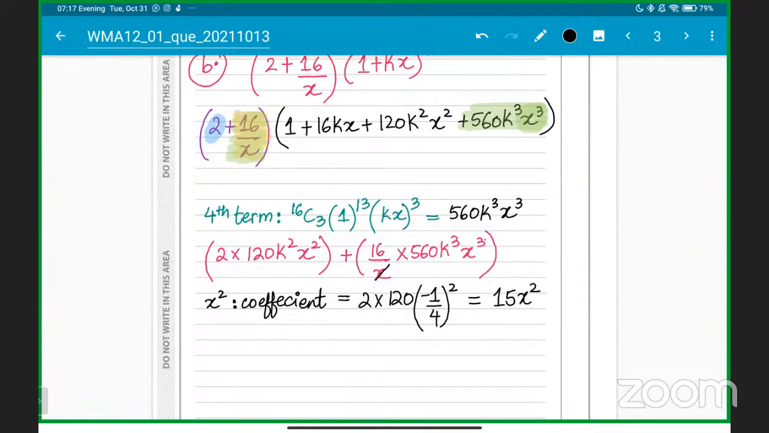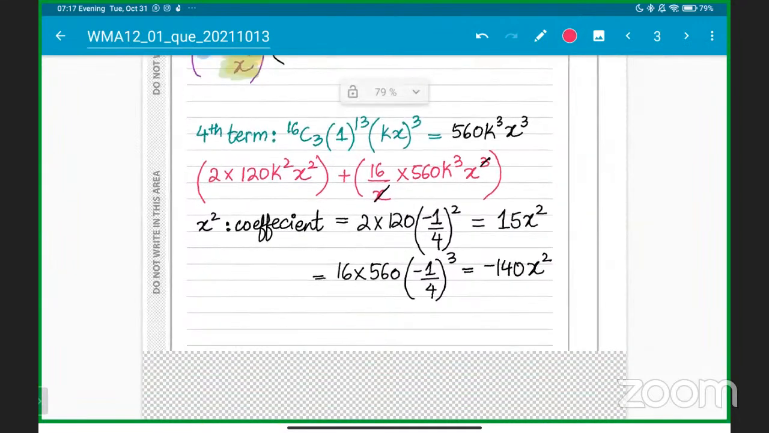And in the next one, the x in the denominator and x cancel, so it becomes x square. So the next one is 16 times 560 times minus 1 over 4 to the power of cube, students. So we got another one, that is minus 1 over 64. We can say a negative 140x square. I think I'm getting it. Hope there is no calculation mistake. Okay, if this is correct, here we go.